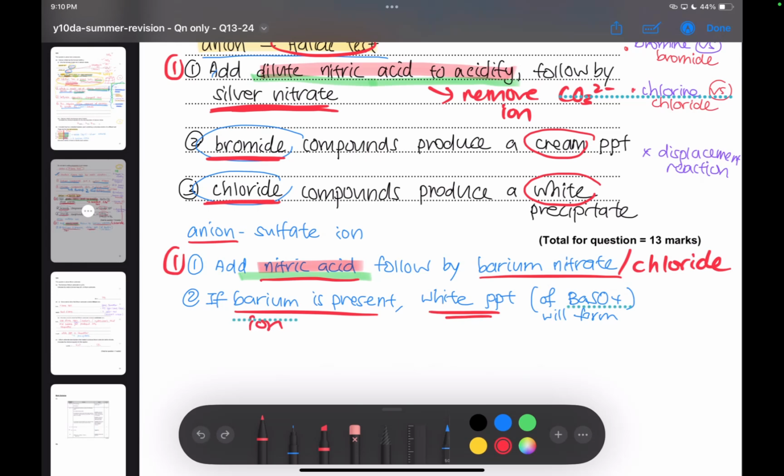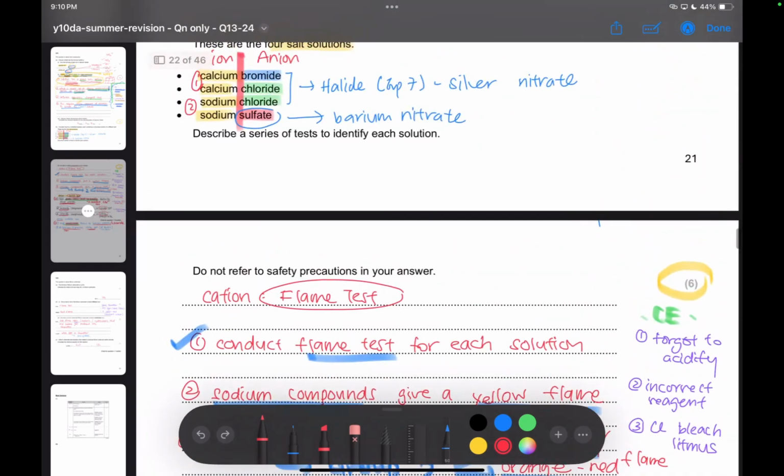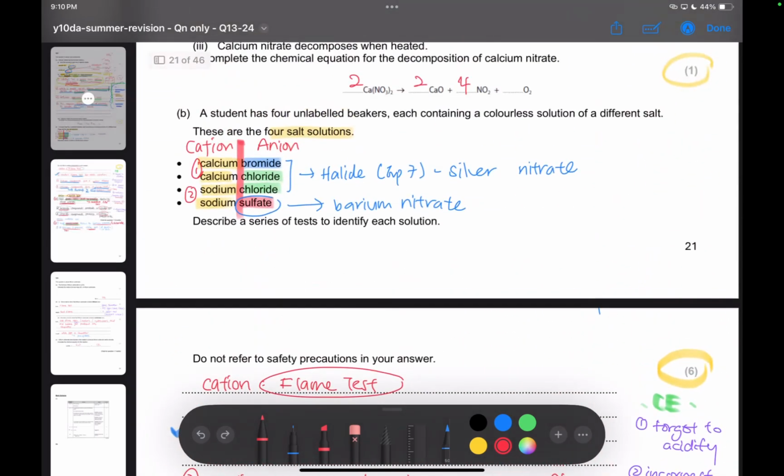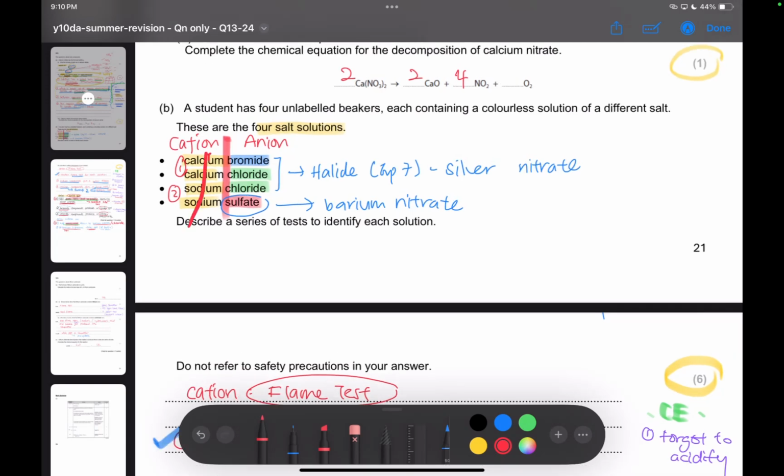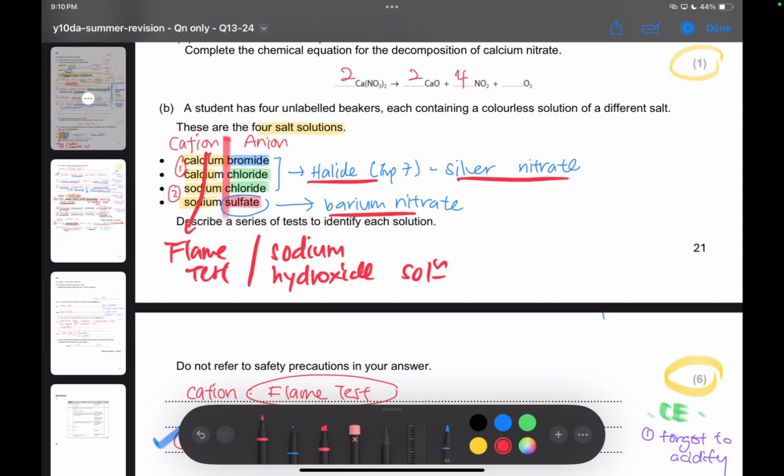Again, before you write anything, always plan out your answer first. Look at what the cations are and what the anions are, and ask yourself, what are the testing methods? For cations we can either use a flame test, or we can add sodium hydroxide. But in this case, the flame test alone is good enough. For the anions, there are 3 main types, and out of the 3, 2 of them belong to group 7, so we use silver nitrate, and for sulfate, we use barium nitrate.